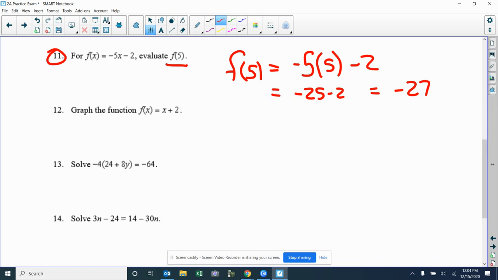That's probably what it's going to look like on your answer sheet. It'll say f of 5 is -27.